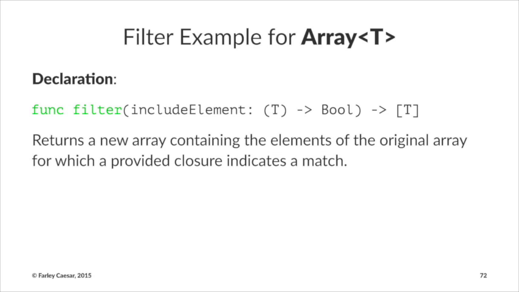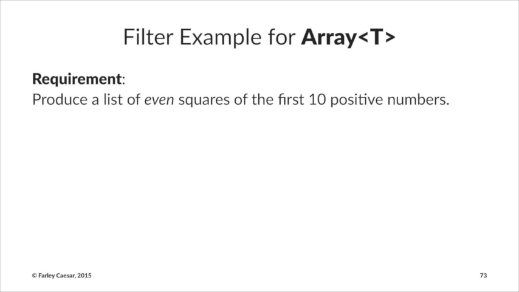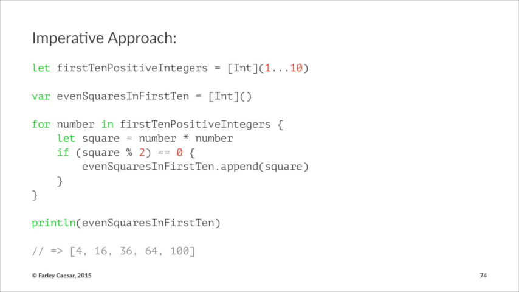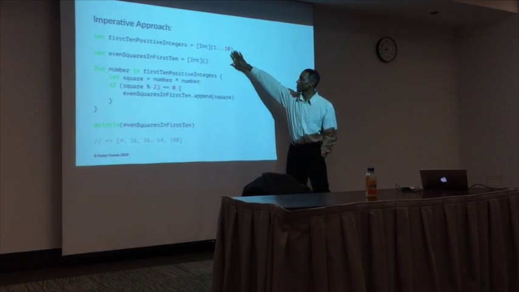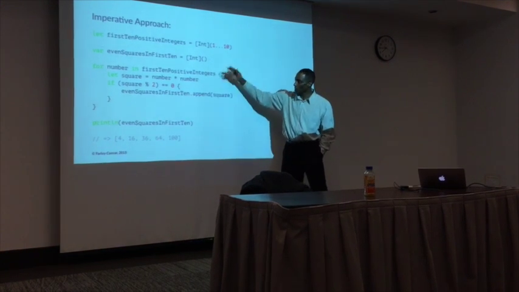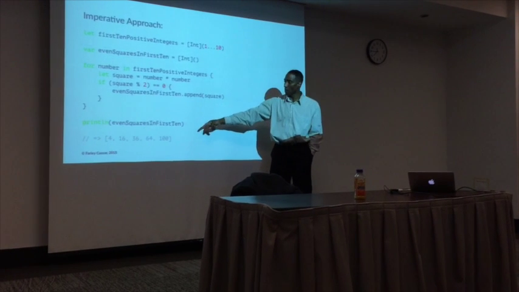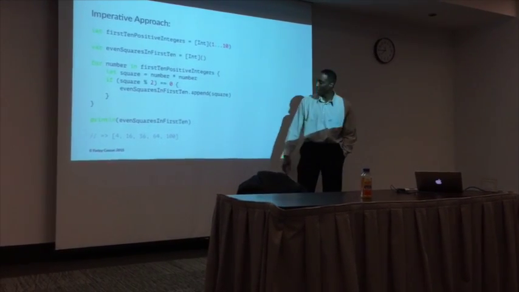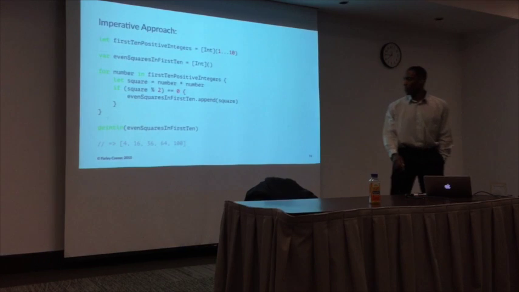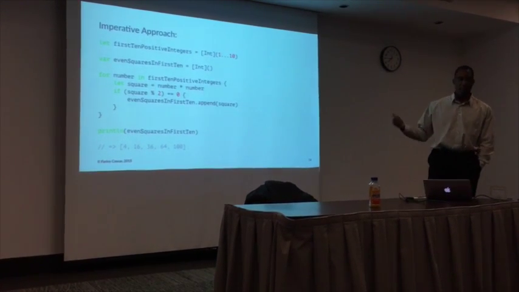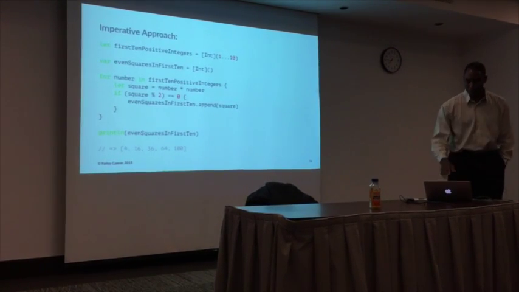So how are we going to use it in practice? Let's take that requirement and add a little bit to it, and produce a list of even squares of the first 10 positive numbers. How we do it in the imperative world, again with another loop, I'm not going to go through it, but you create your initial item, you create your answer holder, you loop through, you have some logic to decide what to put in the answer, and then you spit out the answer. And here the answer is 4, 16, 36, 64, and 100. So these are the even squares between the first 10 numbers.